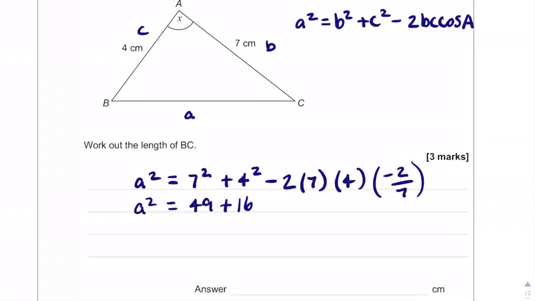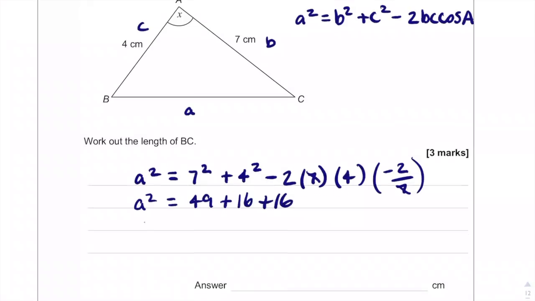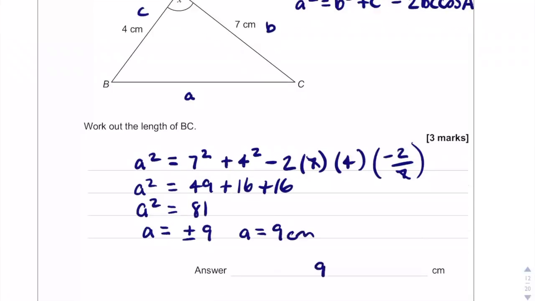Now, what I'm going to do is these 7s are going to cancel out. So that's going to make it a little bit easier. And all we're doing is minus 2 times 4 times minus 2. Well, minus 2 times minus 2 is 4, and 4 times 4 is 16. So it's just plus 16. Now, if we simplify this, we get 49 plus 16, which is 65, and 65 plus 16 is 81. And then we just have to do the square root of both sides. So a is plus or minus 9, but we know we can't have a negative side. So we just say a is equal to 9. And therefore that's our final answer.